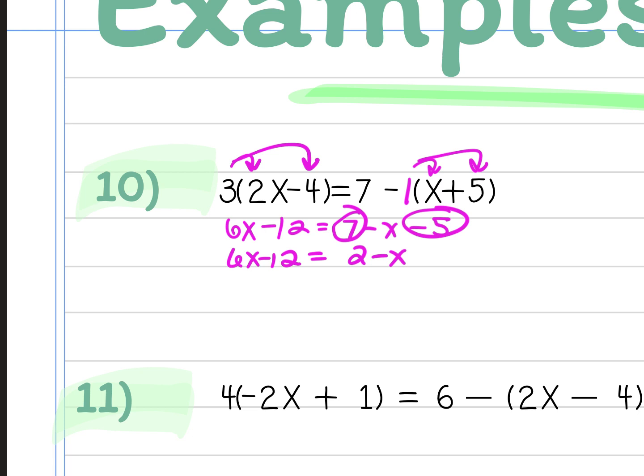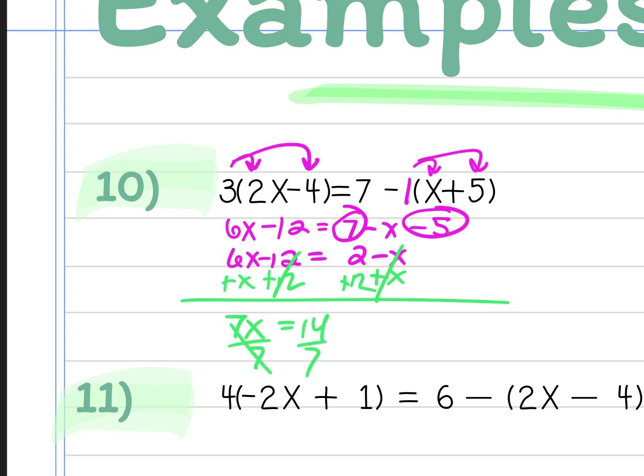Negative x what? Plus 2. Either way, it's fine. So now we're going to move letters to one side, numbers to the other. So here we're going to add x to both sides, yes? And add 12. If you see that I made a mistake, tell me. So 6x and 1x is 7x. What's 12 plus 2? 14. Divide both sides by 7. X equals what? 2.